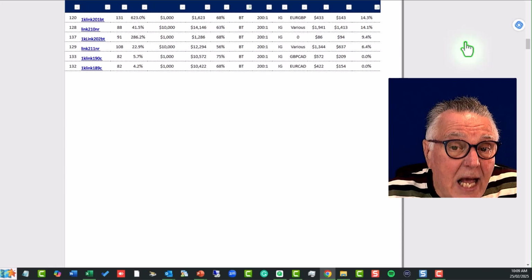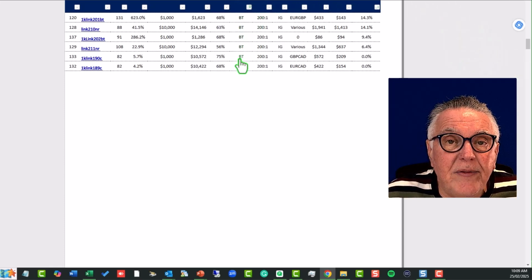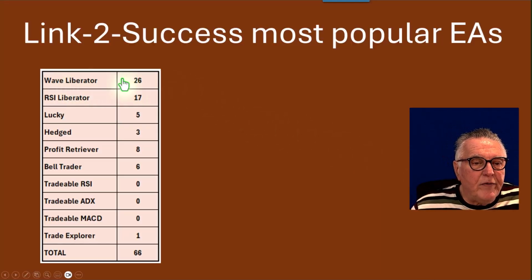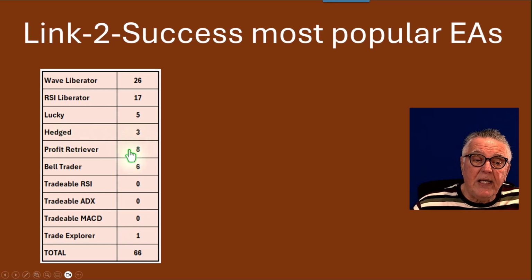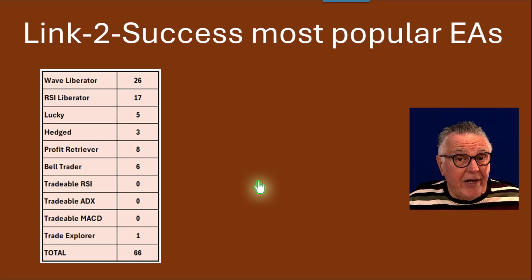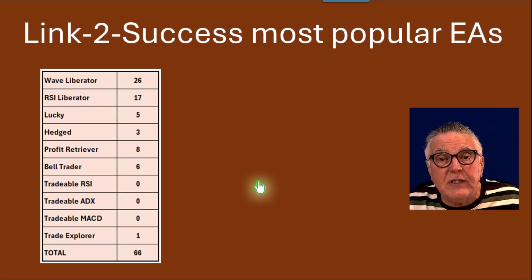Okay, so now you've seen how I do it. I select the robots and then just sort them accordingly, and then I can get ideas of how each particular robot is doing. So in summary, the Wave Liberator 26, the RSI Liberator 17, Lucky Trader is 5, the Hedged EA is 3, Profit Retriever 8, and the Bell Trader is 6. And then we've got the Trade Explorer, which is an external EA, a 1, and that makes up that 66 that we saw earlier. So that gives us another idea of which EAs are the most popular for serious traders that want to create accounts that are linkable.